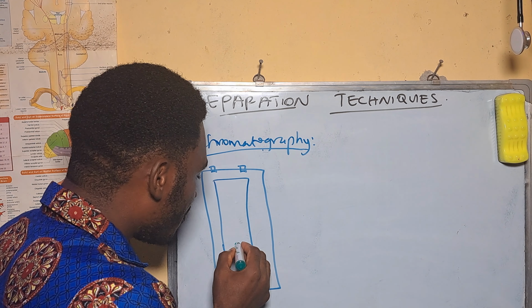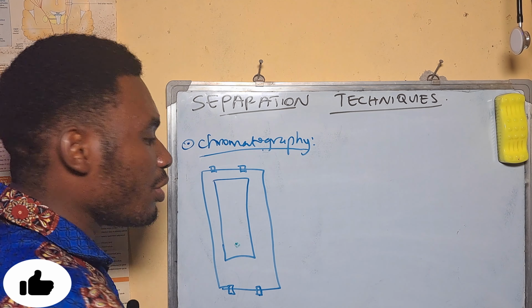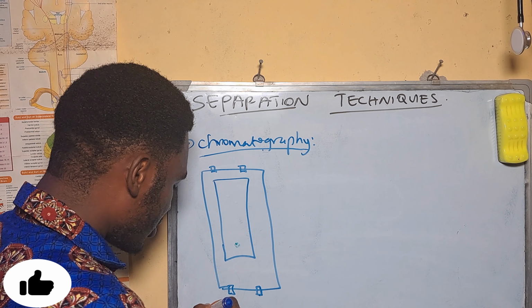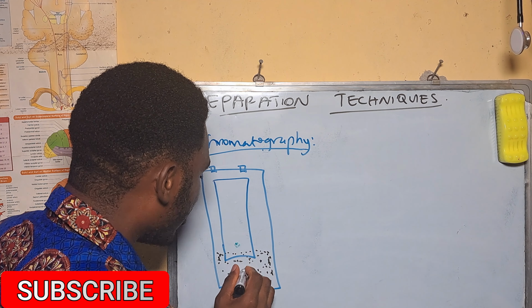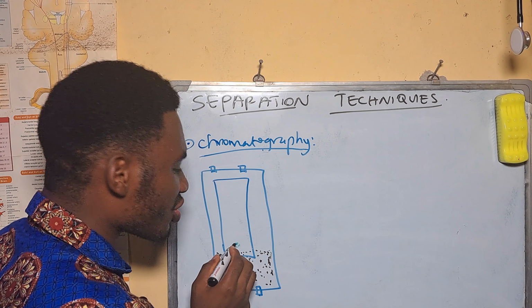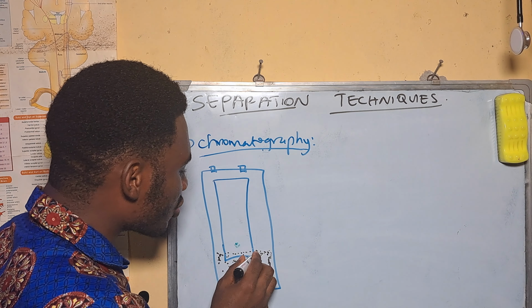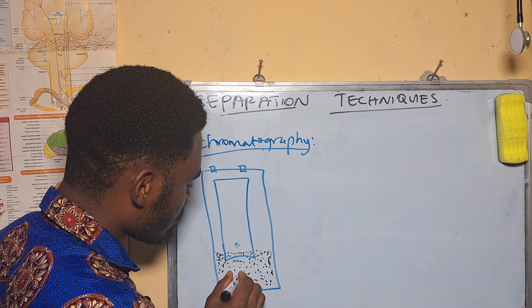Once the spot is made on the material, a known amount of solvent is introduced into the chamber. Also, when putting the solvent into the chamber, care must be taken to not allow the solvent to touch the spot, okay? But the solvent has to meet with the absorbent material, paper or the gel.